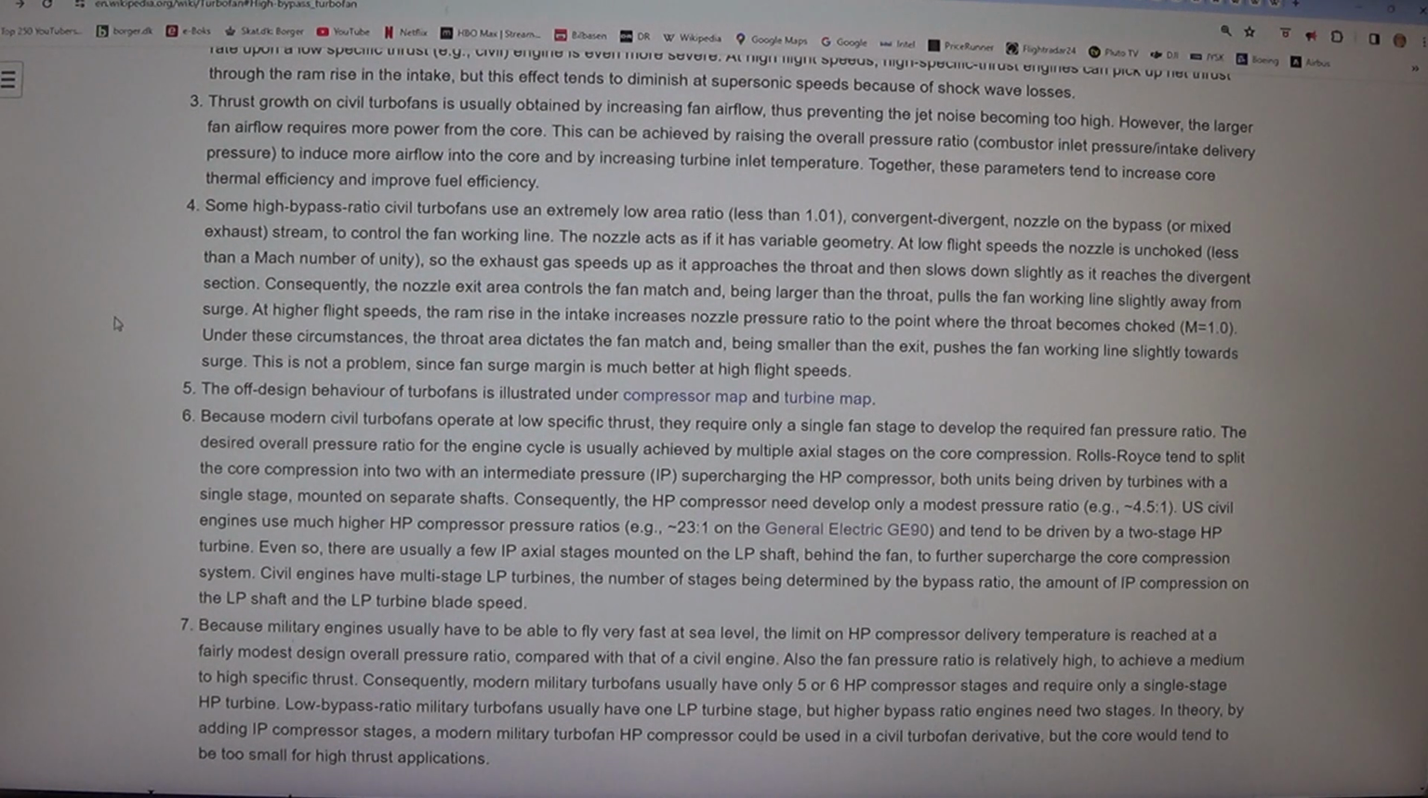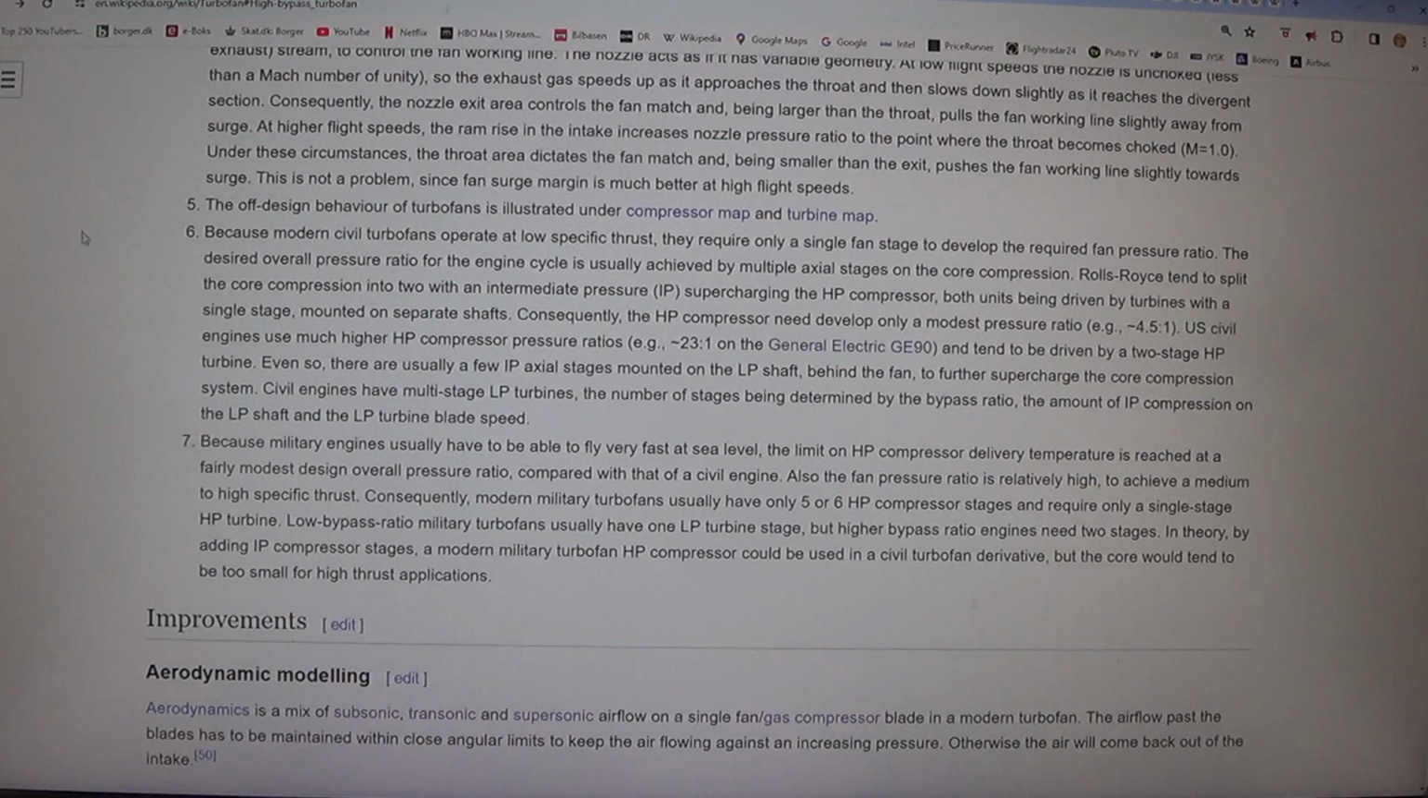At higher flight speeds, the ram rise in the intake increases nozzle pressure ratio to the point where the throat becomes choked, M equals 1.0. Under these circumstances, the throat area dictates the fan match and, being smaller than the exit, pushes the fan working line slightly towards surge. This is not a problem, since fan surge margin is much better at high flight speeds. 5. The off-design behavior of turbofans is illustrated under compressor map and turbine map. 6.